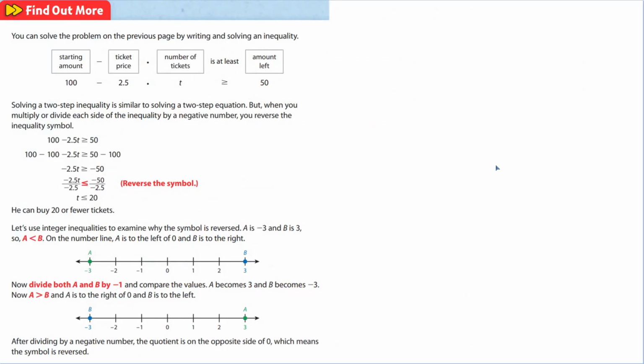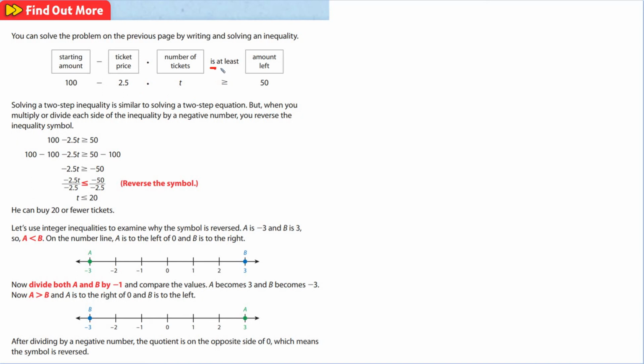Let's find out more. You can solve this problem on the previous page by writing and solving an inequality. And we're going to break this down right now. Okay. Starting amount. We know he started with $100. Ticket price. We're going to subtract it because every time he buys a ticket, he loses from the $100. So the ticket price, $2.50, times the number of tickets he bought, right?